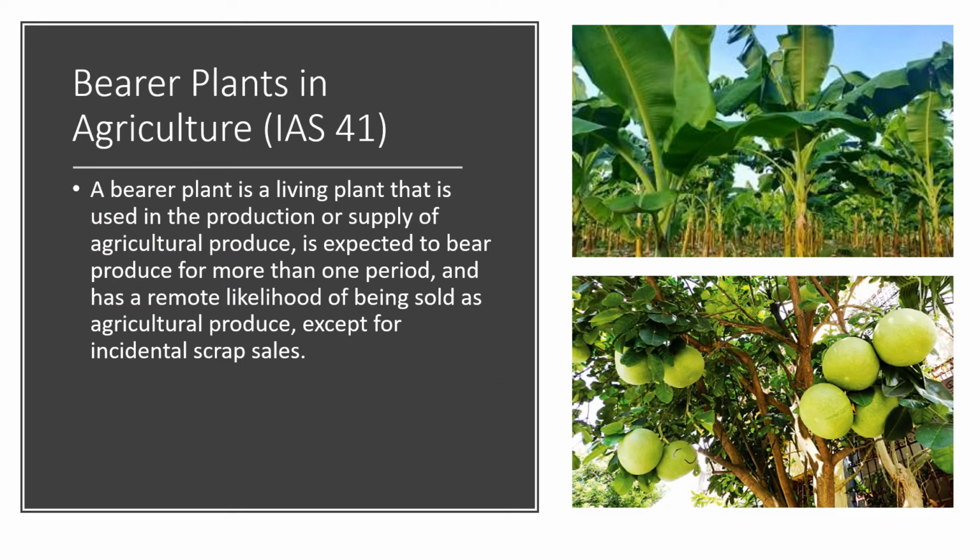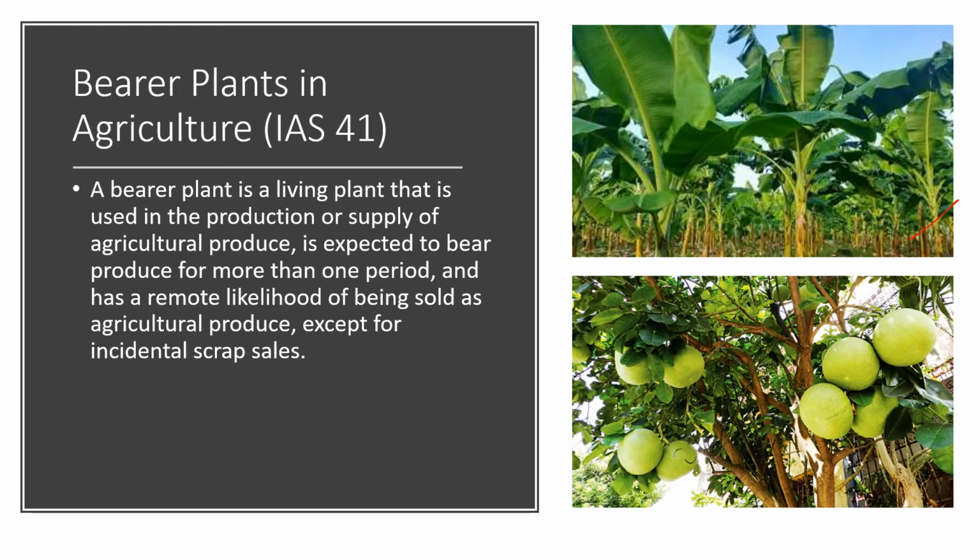Bearer plants. We have a separate standard for bearer plants that's subject to IAS 41, which is agriculture. A bearer plant is a living plant that is used in the production or supply of agricultural produce. For example, this banana tree. This is a living plant because a dead plant cannot bear fruit. So later on, there will be bananas there. So supply of agricultural produce is expected to bear a produce.